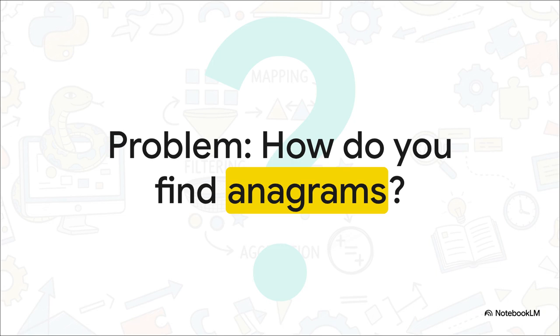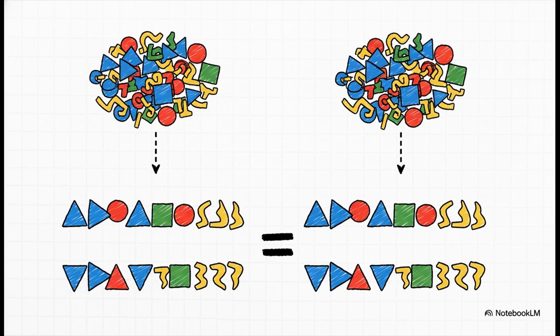All right, let's look at another classic, finding anagrams. Now, be careful with the definition here. Trigger and triggered are not anagrams. They have to have the exact same letters and the exact same count of each letter, like listen and silent. So how do you solve this? Well, there's a really clever trick.